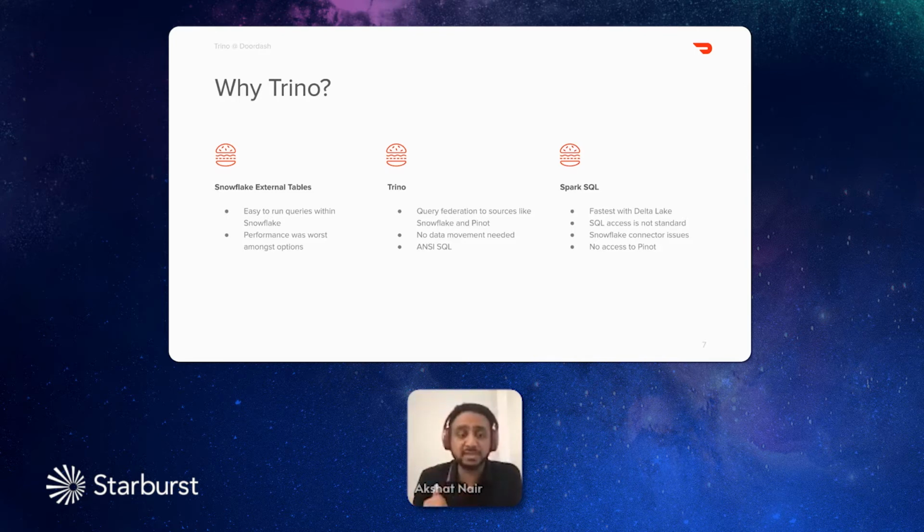But the biggest problem we saw was that querying the external tables on S3 from Snowflake was really, really bad in performance compared to the other systems that we had. And also, we couldn't connect to Pinot from the Snowflake interface as well. So that was one drawback that we saw with Snowflake external tables. Then we tried out Trino.